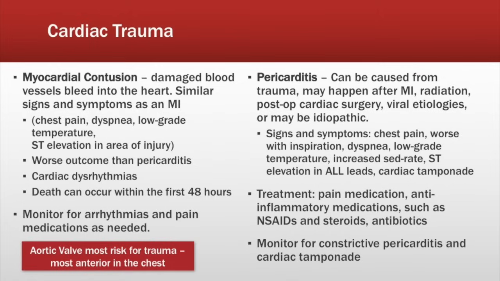So pericarditis can be, again, caused from trauma or surgery, and can be viral or idiopathic, as well as bacterial in nature. Some signs and symptoms are similar, but some are different. So we have chest pain, worse with inspiration. This is due to basically your lung lining and your parenchyma of the lung irritating your pericardial sac. Also dyspnea, low-grade temperature, increased sedimentation rate due to the inflammation, and ST elevation in all leads.